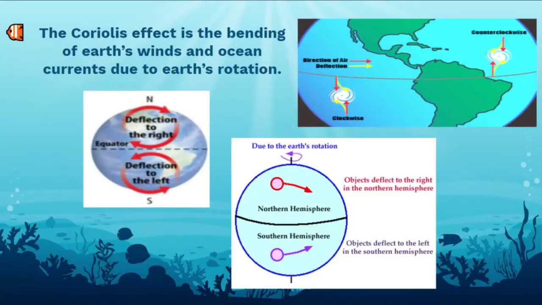Now the Coriolis effect. You can hear it said both different ways. That's the bending of the Earth's winds and ocean currents due to the Earth's rotation. Because the Earth is rotating, things in the northern hemisphere deflect to the right. In other words, they go clockwise. But things in the southern hemisphere go counterclockwise. They deflect to the left. And this is even going to affect hurricanes and tropical storms. The way that they rotate is based off of this.